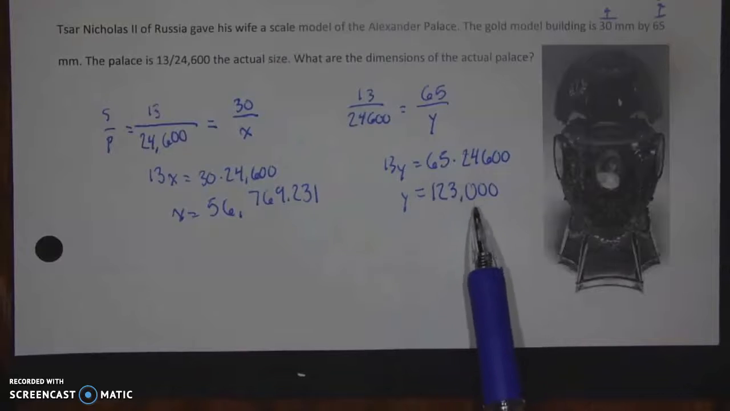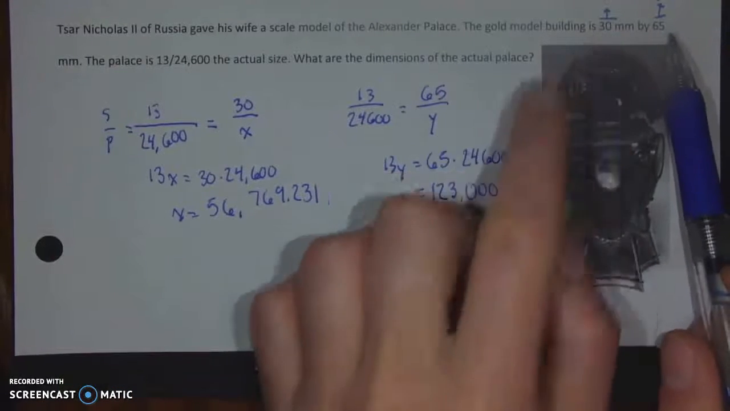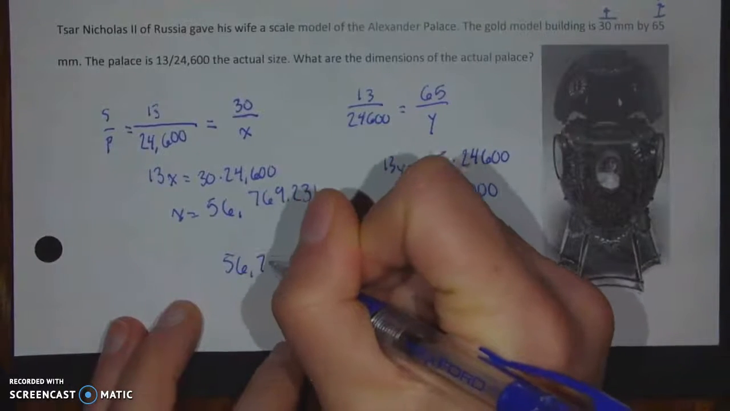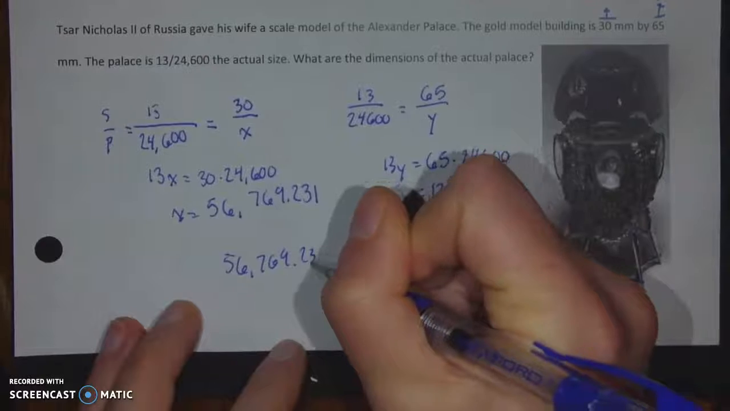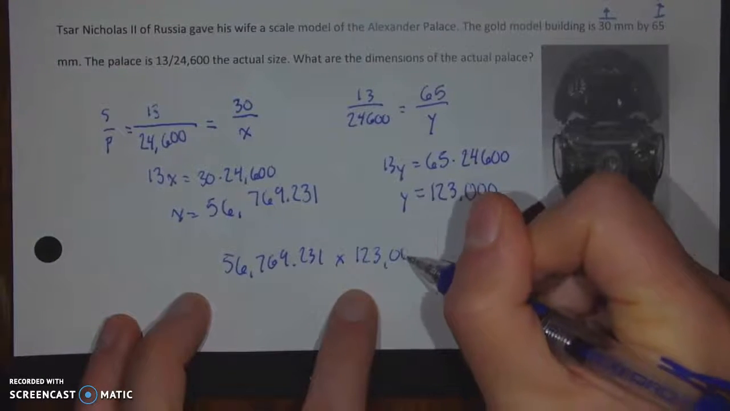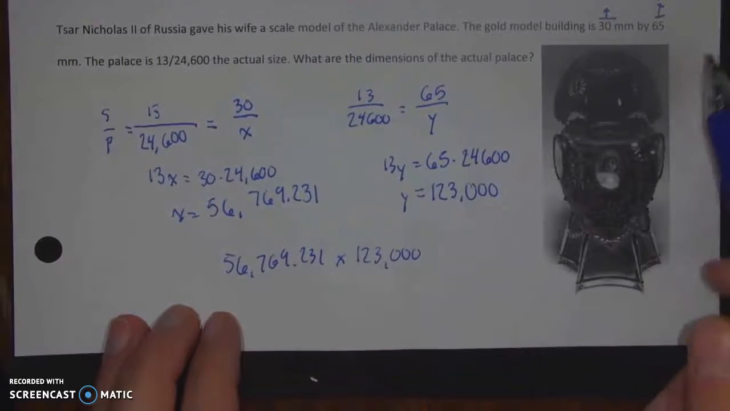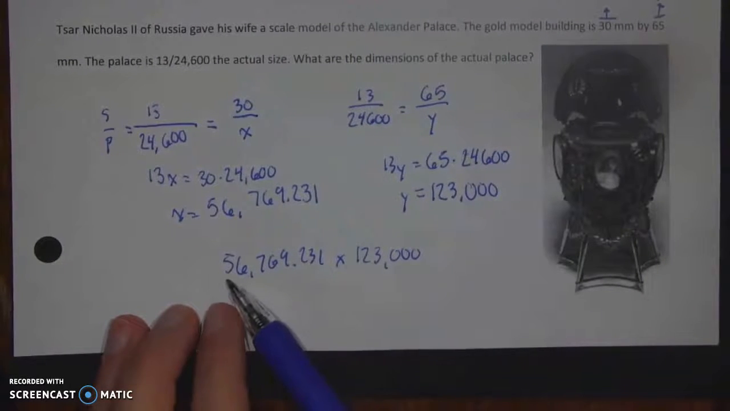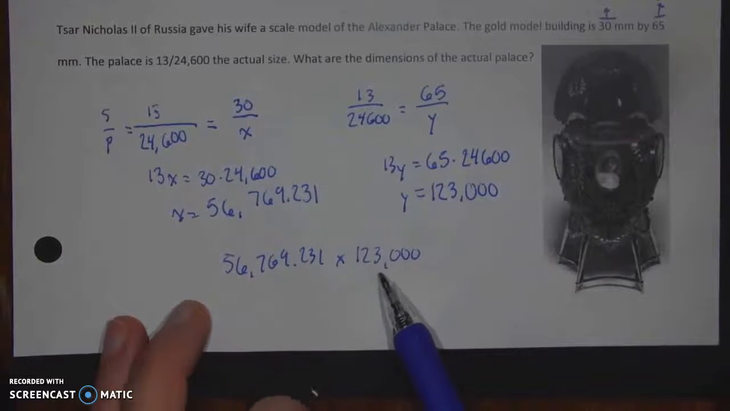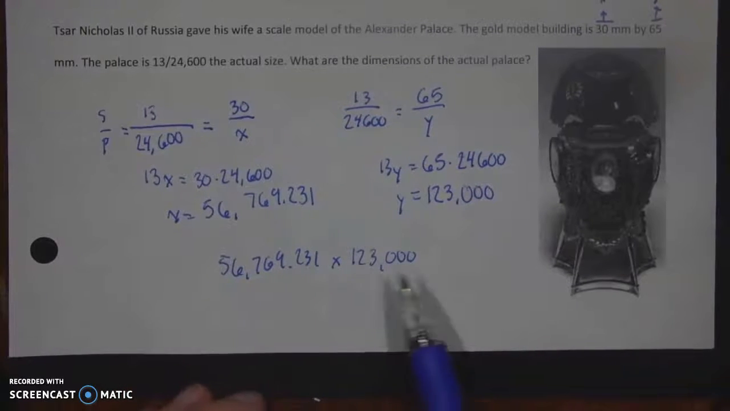Now, just double check that your proportions here also make sense. Notice that the original ones were 30 by 65, and now I'm saying that this is going to be 56,769 by 123,000 over here. So it has doubled the number plus just a little bit more, and that makes sense. I went from 50 to double that. This is over 100, but not hugely over 100. So my answer seems to be consistent.